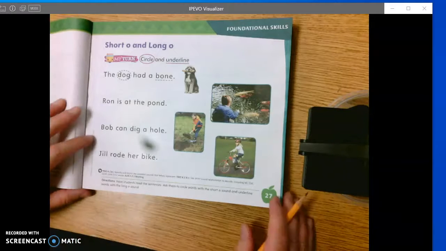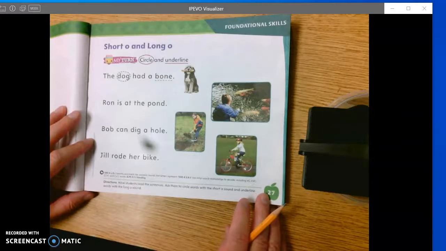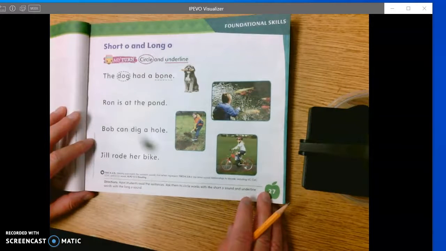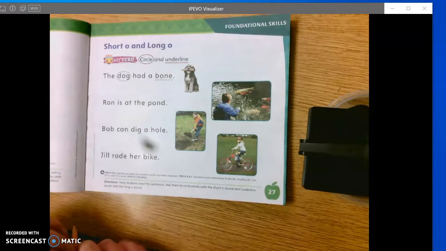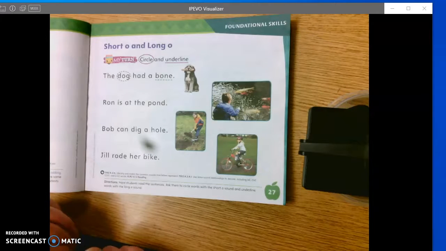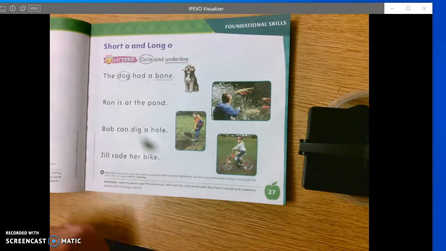So now we're going to be starting on page 27, and we're going to look at these 4 sentences, and we're going to circle the words that have the short O sound and underline the words with the long O sound. Now remember, there are 2 sounds for O we're learning this week.